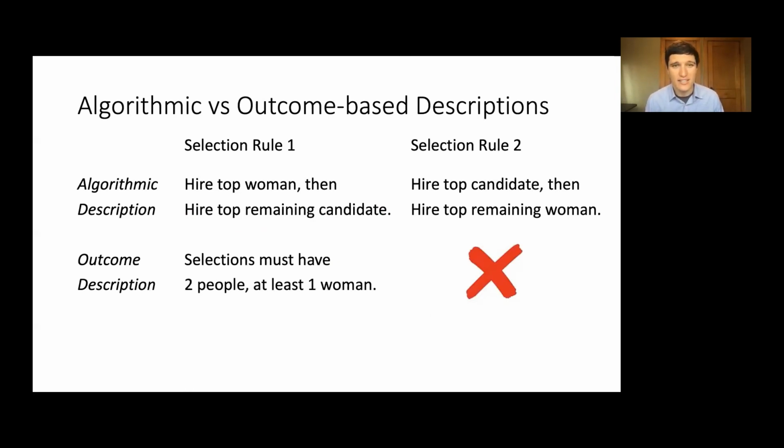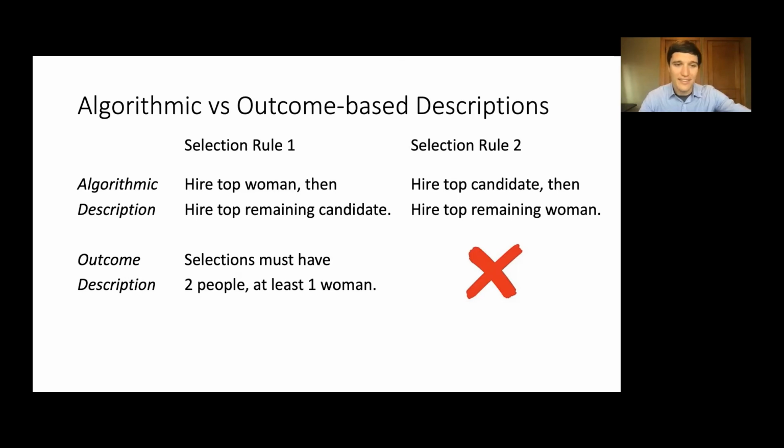In particular, selection rule 1 is equivalent to just saying the following: look, we're going to choose 2 people, and at least one of these people has to be a woman. Subject to that, we're going to try to take the highest priority people that we can. And so what I want to point out here is that with selection rule 1, we now have 2 different descriptions of the exact same rule. So who gets chosen between the top and the bottom is the same. It's just a different way of describing the procedure we're using to choose.